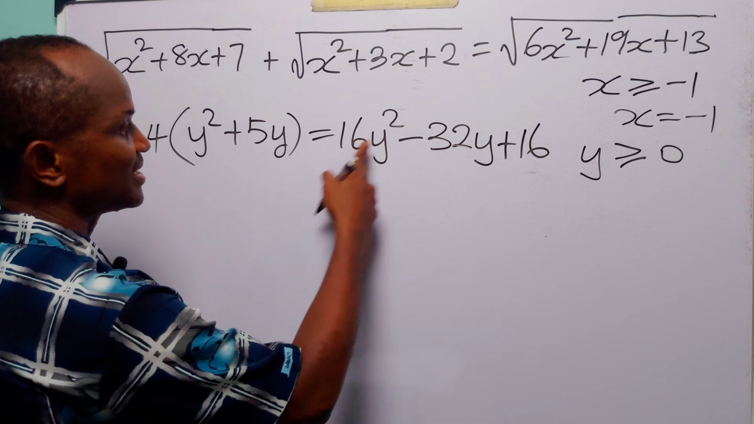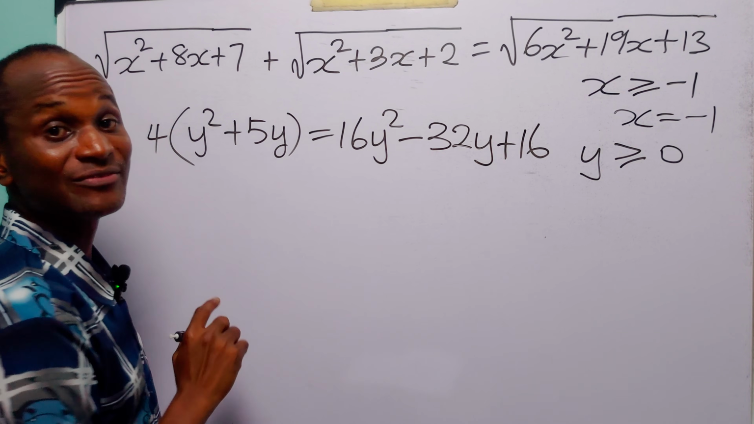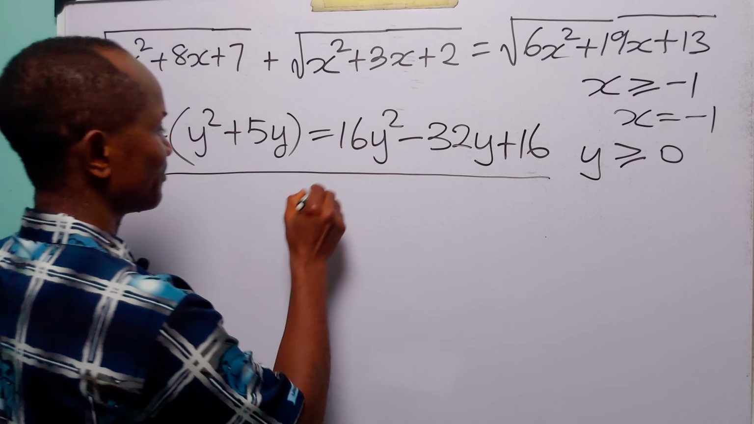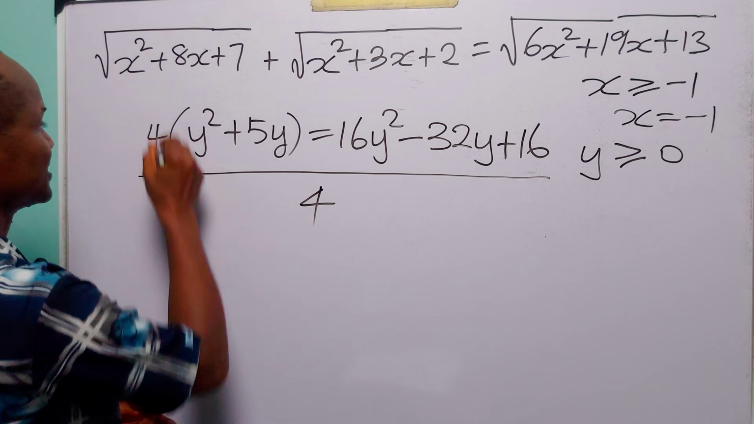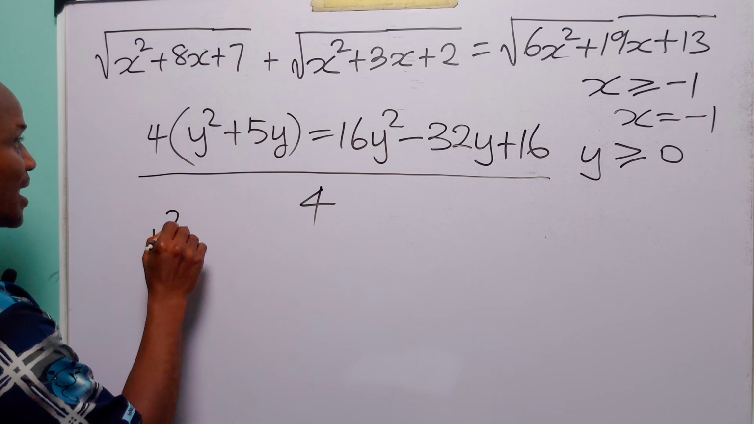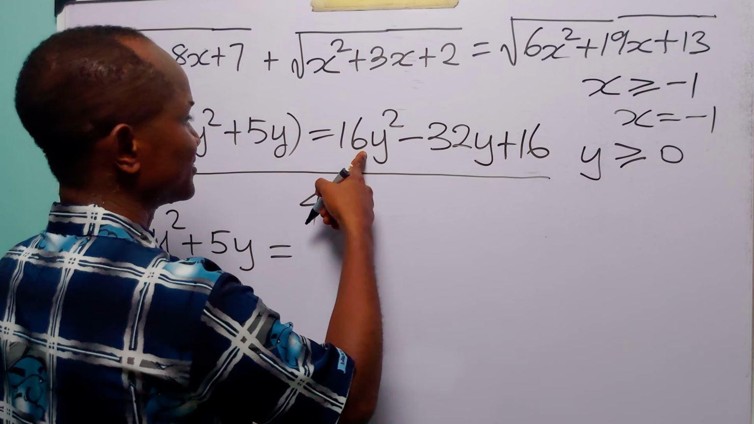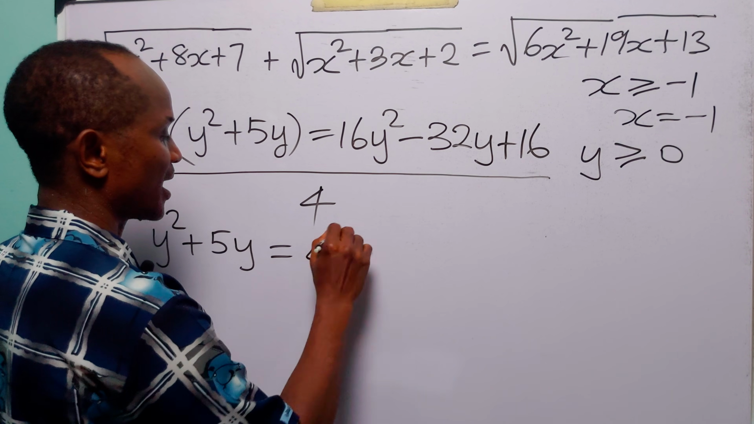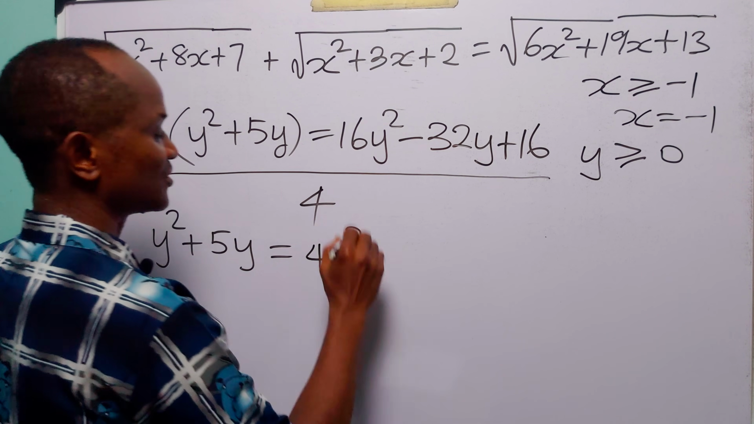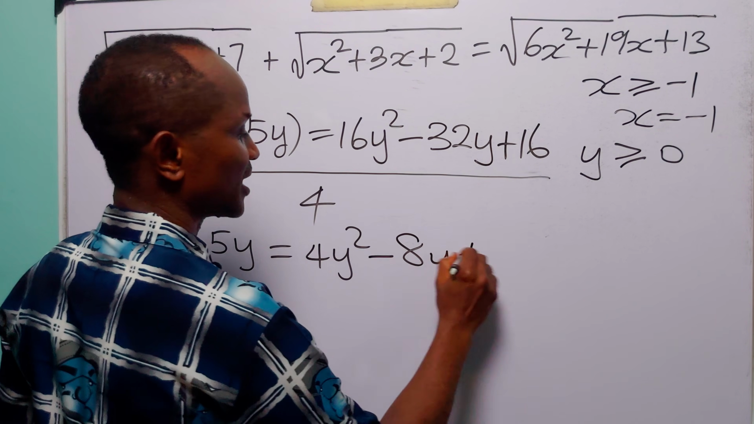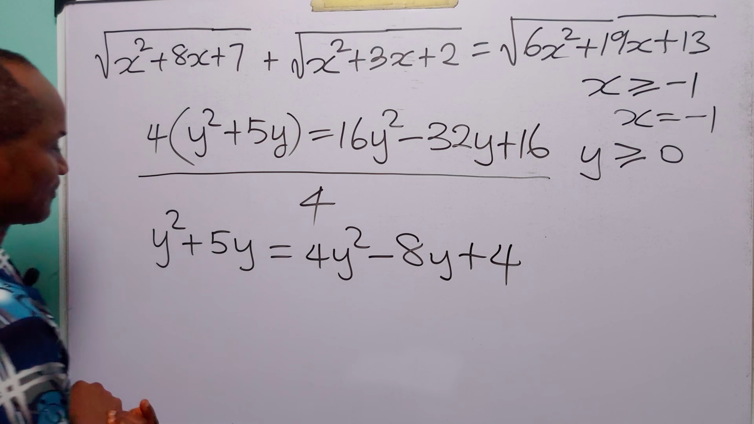Now, since these numbers are all divisible by 4, let us divide through this equation by 4. This into that we have y squared plus 5y. This into that we have 4y squared. This into that we have minus 8y. This into that we have plus 4.